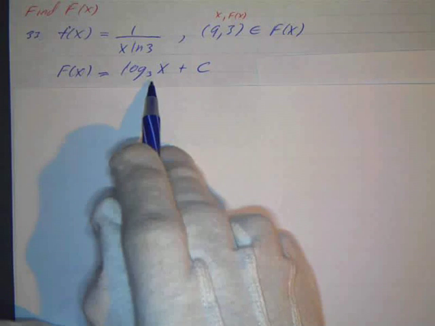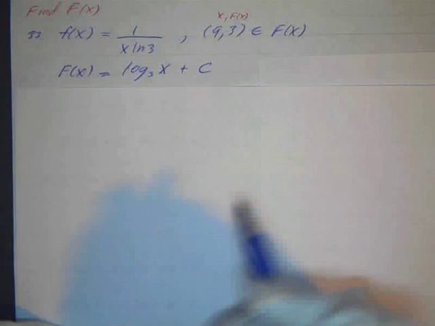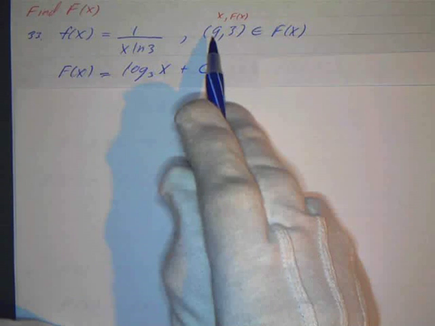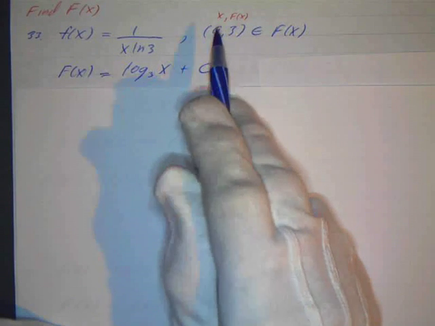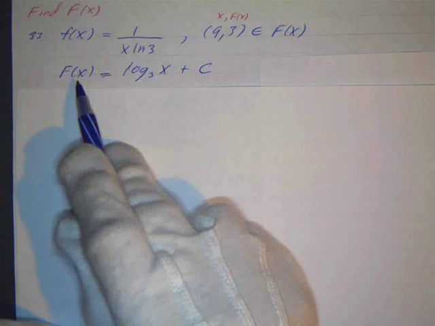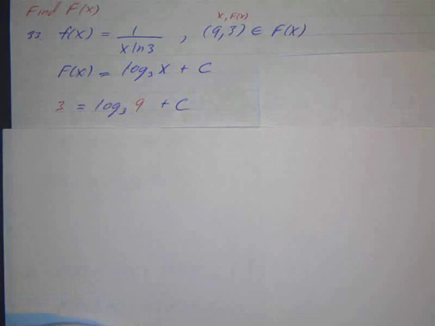What's the derivative of the log to the base 3 of x? It's 1 over x times natural log of 3. And the derivative of c is 0, so that checks out. See, no problem there. And then we put our values in, and that's why the 9 works, because that's going to work with a base 3. So f of x will be 3 when x is 9.